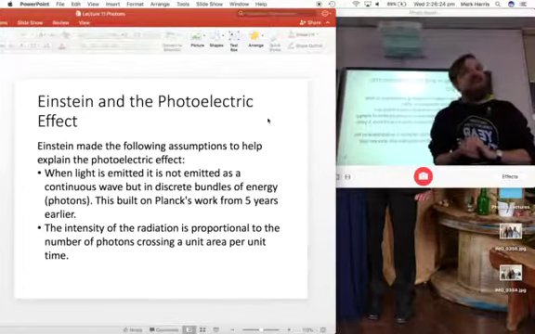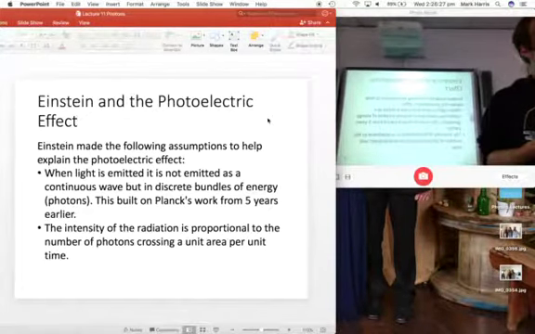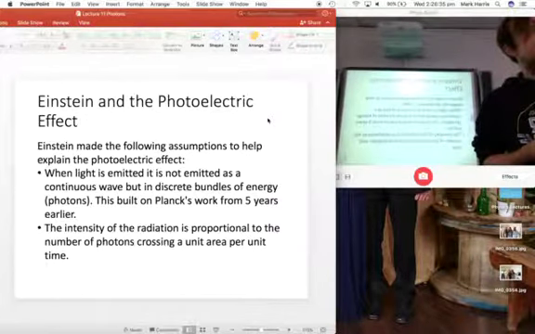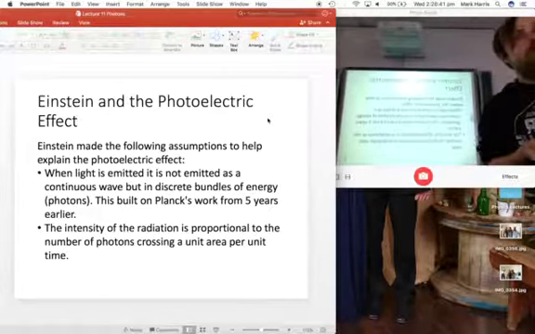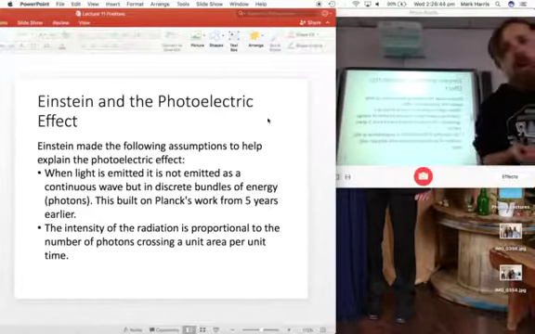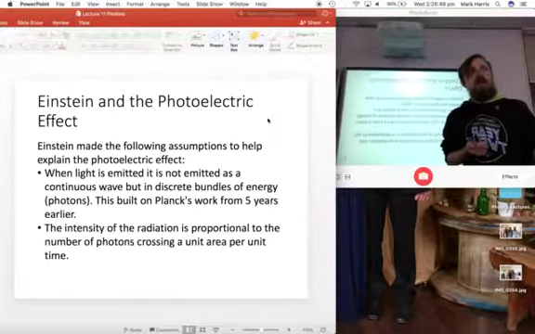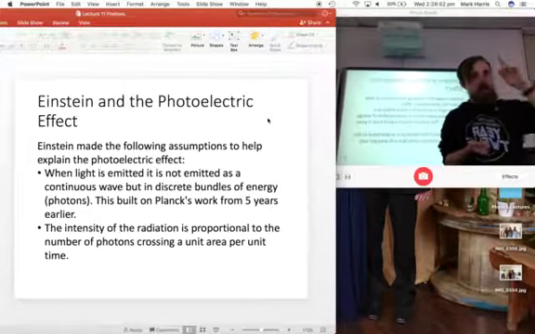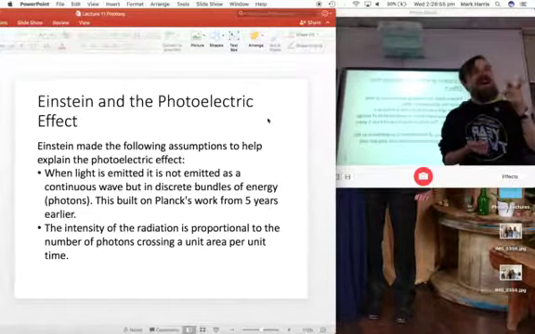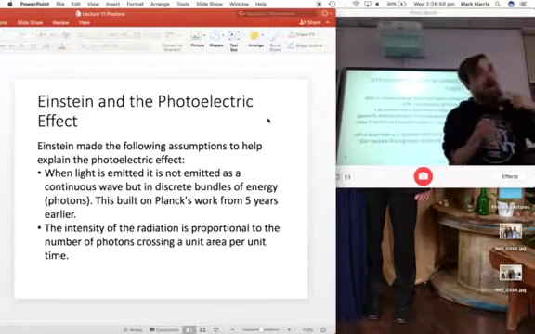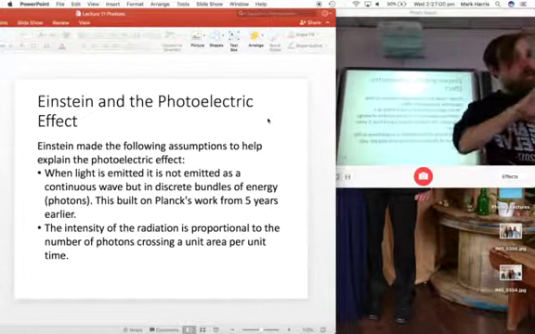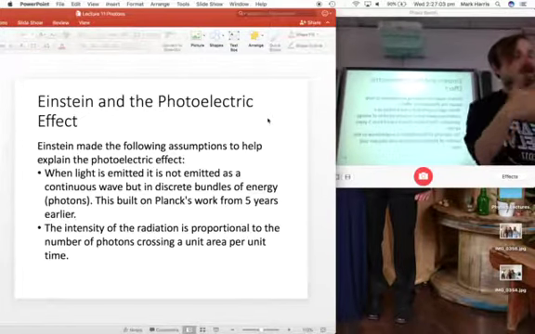This built on someone else's work. He didn't come up with this out of thin air. As Newton said, I have only seen so far because I have stood on the shoulders of giants. All great science builds on what comes before it. So this built on Planck's work from five years beforehand. Their work was synonymous, almost collaborative.